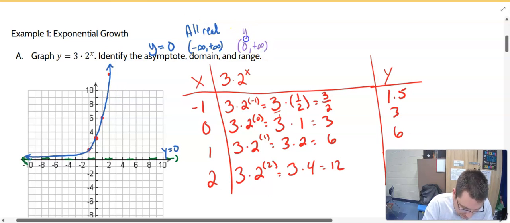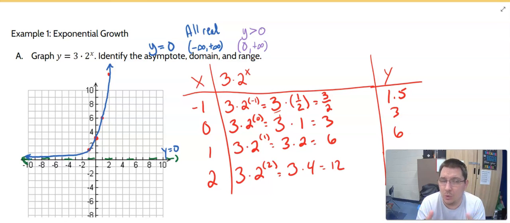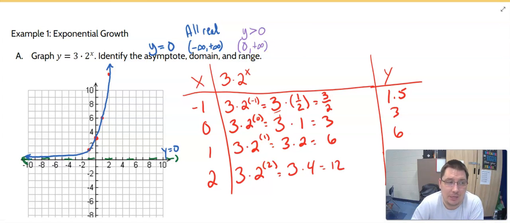We could also write this as y is greater than 0. And so, again, we need to know either notation, the interval, or the inequality to be able to express this domain and range. Okay? And so there's our graph. We've identified the asymptote, the domain, and the range, and we've got these points plotted. Let's go ahead and look at example B.